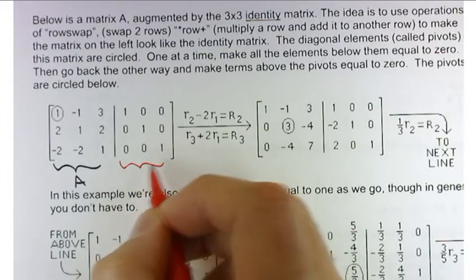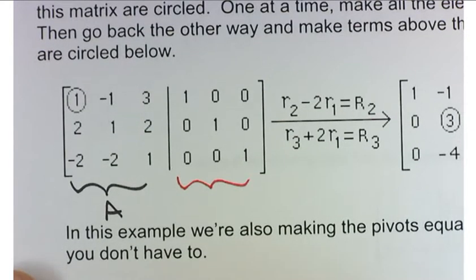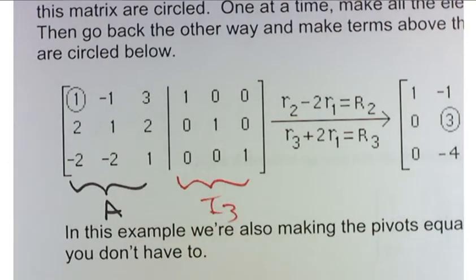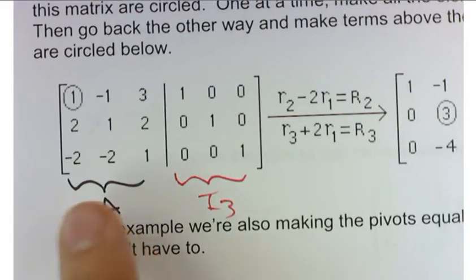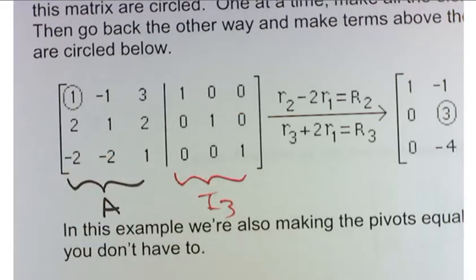Does anyone recognize this? What notation could I use for this? I3. Good, that's the identity matrix of the same dimension. Now, when you're trying to find an inverse matrix, the only time that you could find an inverse matrix is if your matrix is square. By that, I mean the same number of rows and the same number of columns. It can't be a rectangular array of numbers.